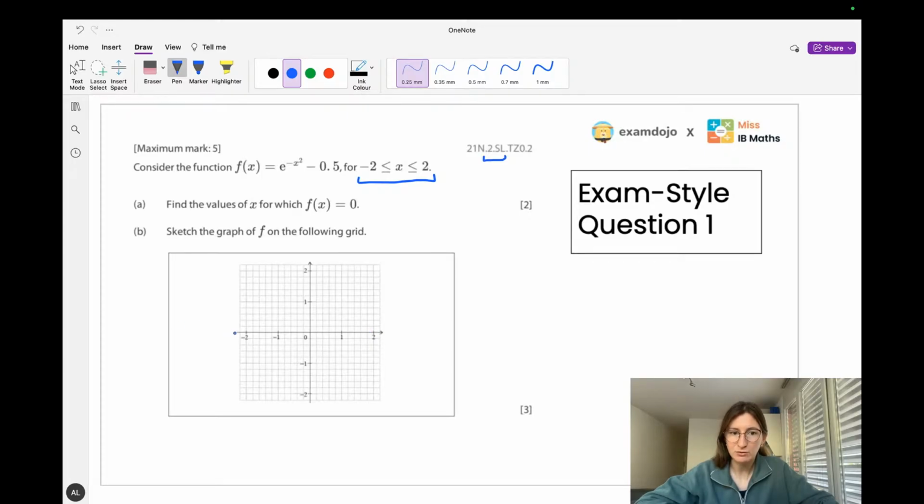Sometimes they might be a little bit tricky and they might give it to you between like -4 and say 6 or something like that. And so if you draw the graph, however it looks, and you go outside the domain that they gave you, then you don't get the marks. So it's really important that you look at the domain, look at the graph they've given you, and make sure that you sketch only the domain that they want from you.